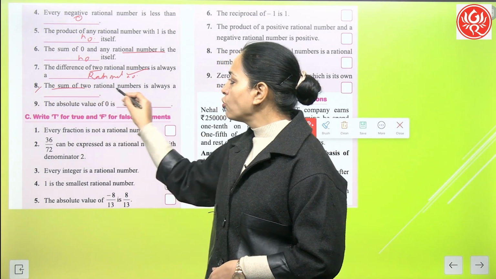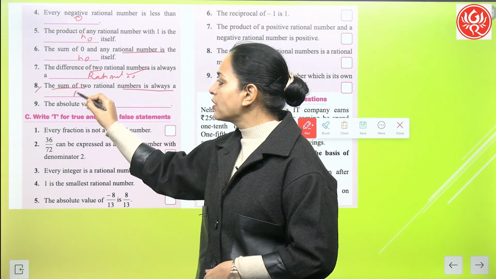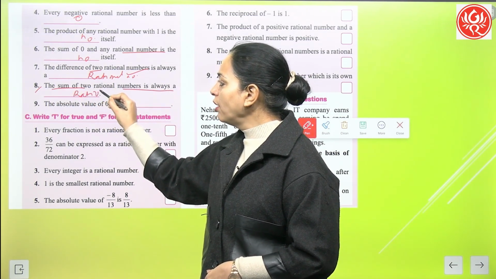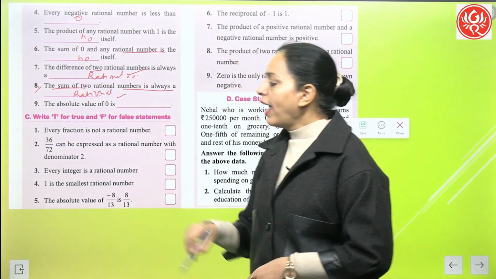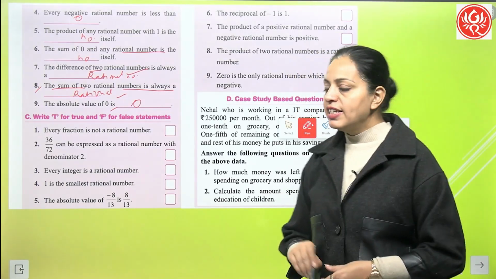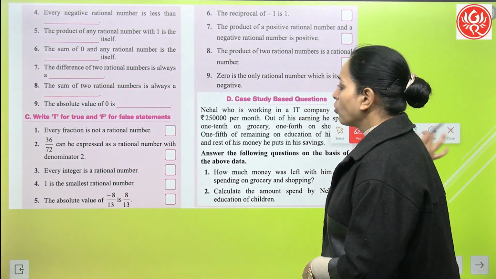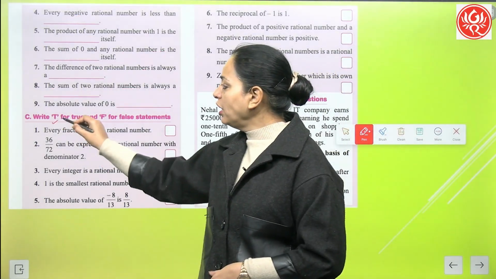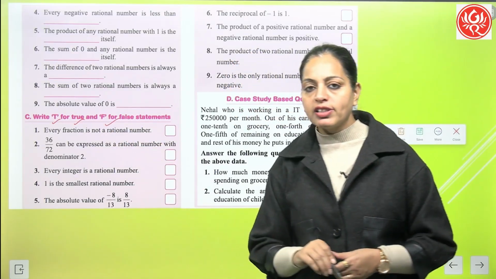Eighth one, the sum of two rational numbers is always a rational number. Fine. And the ninth one, the absolute value of 0 is always 0. Okay. Now come to next C part. Write T for true and F for false statements.